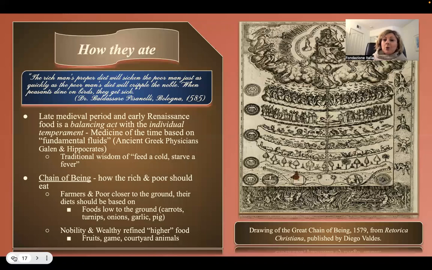So the closer you were to the ground, like the peasant or the farmer, the simpler and cruder, quote-unquote, the food you would eat, but the higher you were in this hierarchy, the more lavish and elaborate the food that you were able to eat. So basically that meant that for farmers and the poor, closer to the ground, their diet was based on carrots, turnips, onion, garlic, pig, so everything that was really close to the ground, whereas for the nobility it was more on meat, game, fruits, also courtyard animals, but not some courtyard animals more than others, because some were not proper for them.